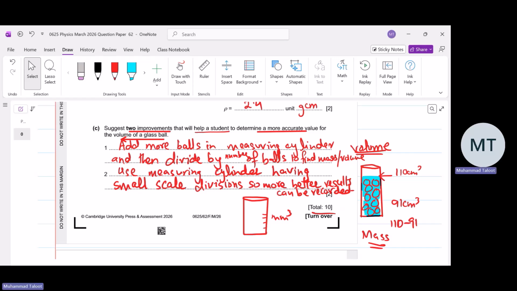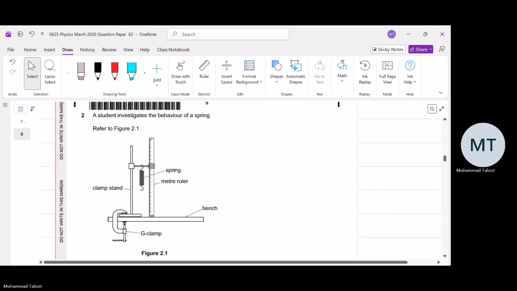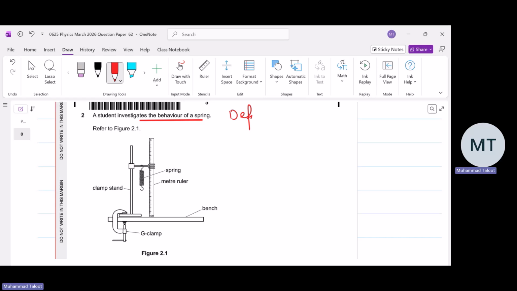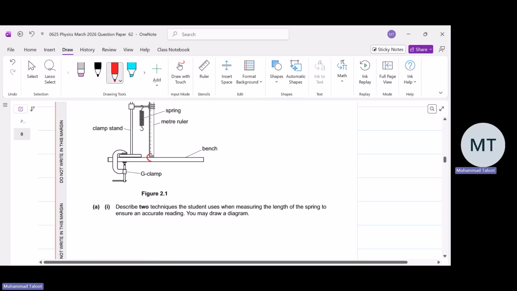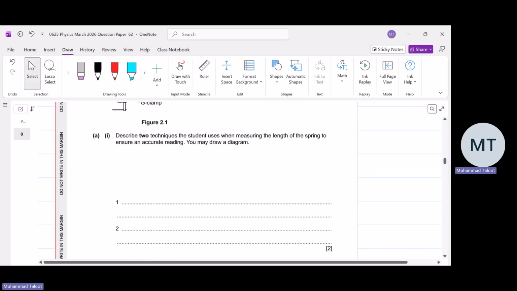Moving to next question, question number 2. A student investigates the behavior of a spring. This is related to deformation, I think so. Refer to figure 2.1. If you see here, spring is attached and no load is there. This is 100 centimeter scale, by the way, you can see here. Okay, the very first part, describe two techniques the student uses when measuring the length of the spring to ensure an accurate reading.